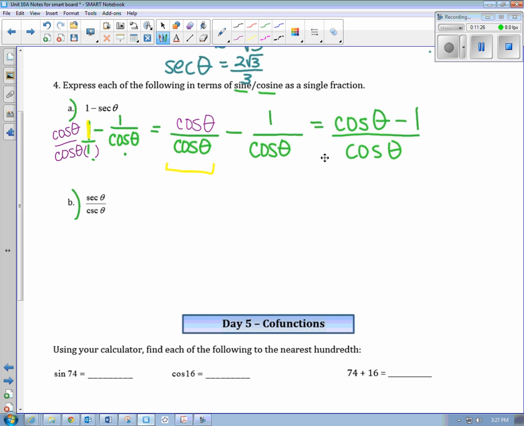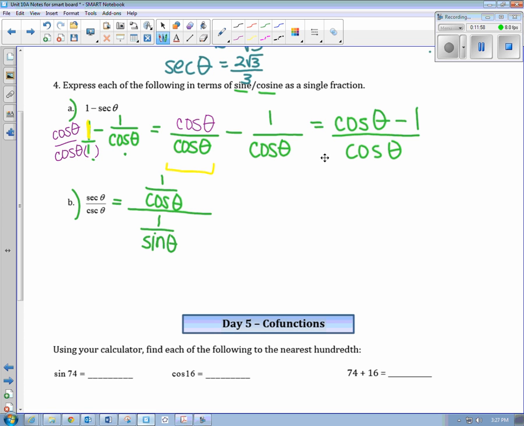In part B, I'm changing everything over to sines and cosines. So in here, I know that on the top of my fraction, I have secant, and secant is the reciprocal of cosine. So wherever I see secant theta, I can put 1 over cosine theta. On the bottom of this fraction, I have a cosecant theta. Its reciprocal is sine. So in place of cosecant, I can put 1 over sine theta.